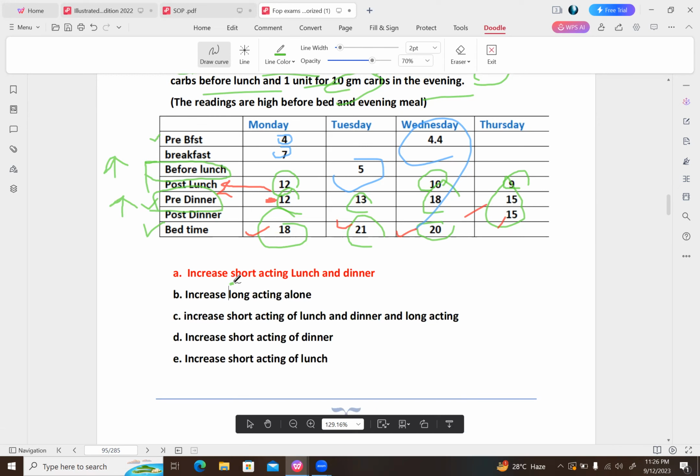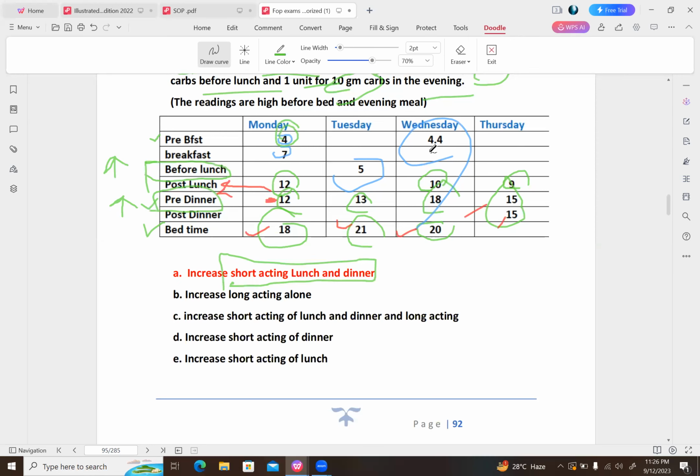These are the short acting at lunch and dinner. When will you manipulate the bedtime dose? When the morning levels are not normal. We will discuss the Somogyi effect in a while, in which there is rebound hyperglycemia.